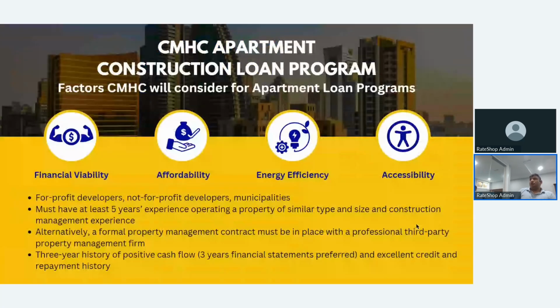CMHC Apartment Construction Loan Program. You guys are going to have access to this under the CMHC folder inside of commercial mortgages, but I just want to focus on a few points so that you understand what exactly is their mandate, what are they trying to do. They're trying to create a financial option for financing, and they're trying to trigger affordable housing. They're focused, because of the current government and in general, on energy efficient units coming into housing, and they're focused heavily on accessibility.